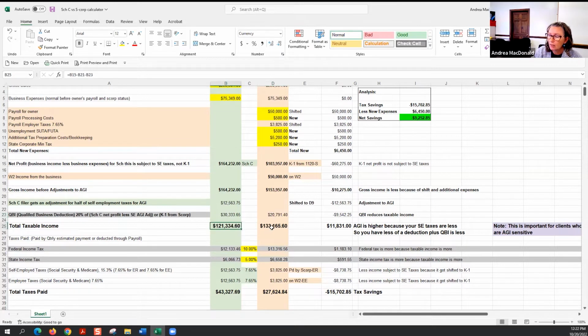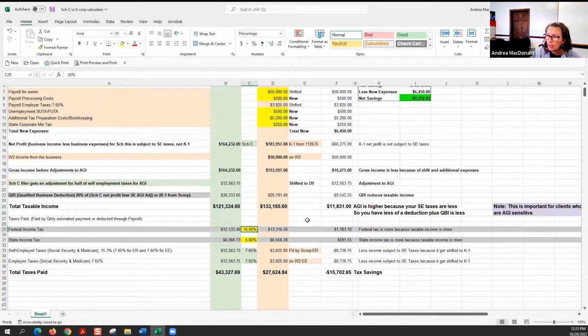So now we've got taxable income of 121,000 and change for the Schedule C, compared to the 133,000 for the S corporation. So the taxable income for the S corp person is actually higher. This is an important thing to note if you have taxpayers who are AGI sensitive, like if they've got income-based repayment, or anything that's driven by AGI, if they need to have lower AGI, you may want to factor that into this decision.